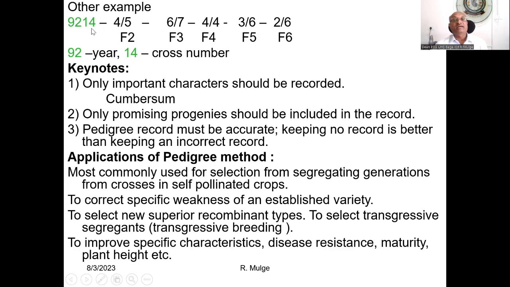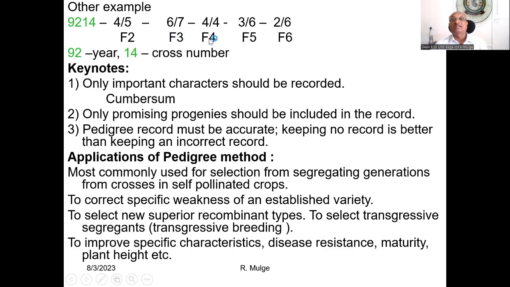From that F1, they got the crosses, there 14th is the cross number, and the seeds were collected and selfed in the next generation. They put it, that is F2, right? This is F1 and this is F2. 4th row, 5th plant, F2. Seeds were collected, selfed, raised for the next generation, that is F3.